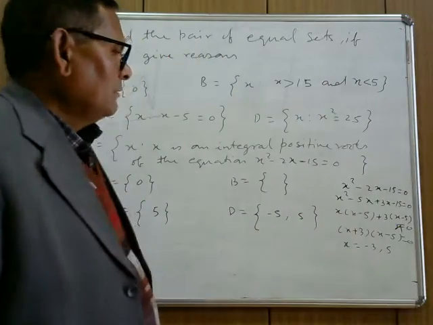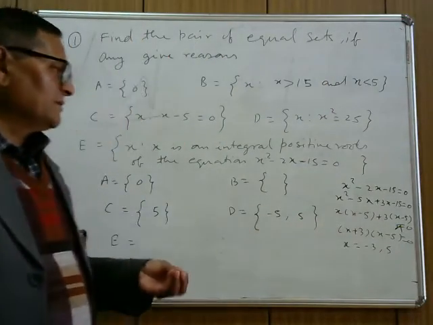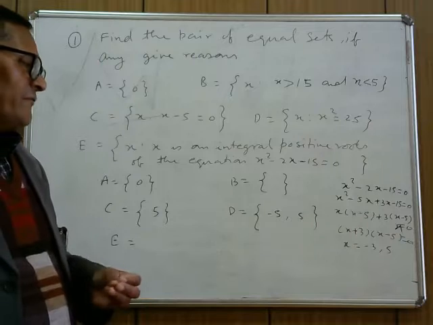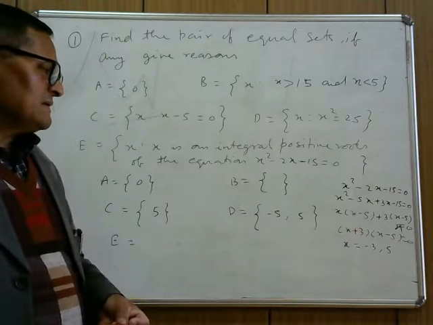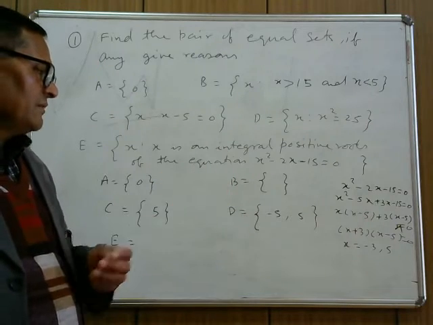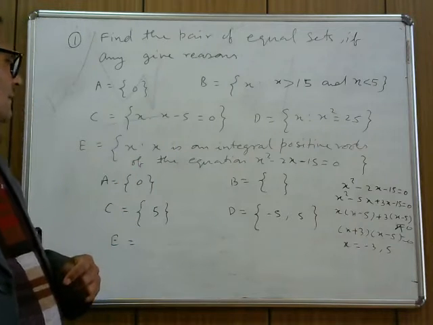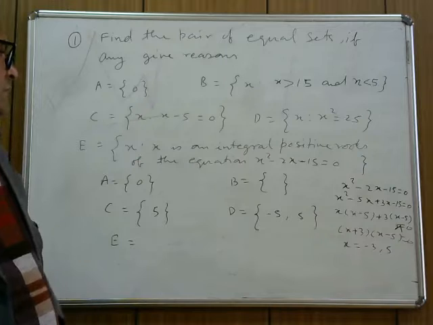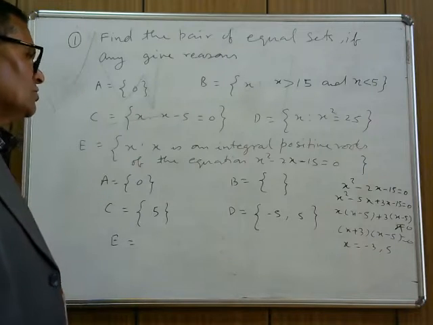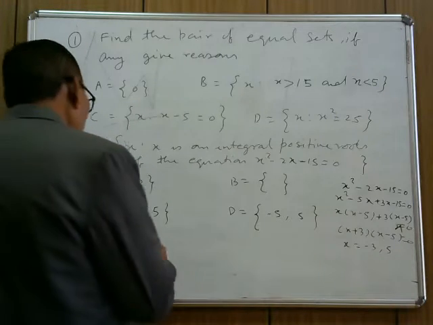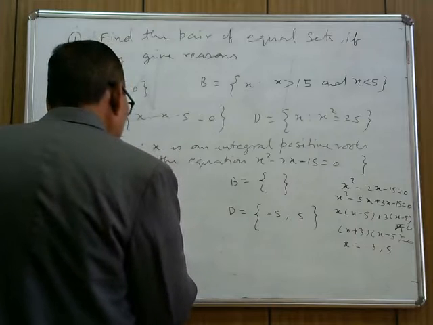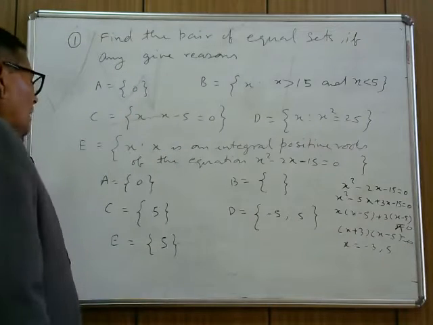Here the roots of the given quadratic equation are minus 3 and 5. Minus 3 is the negative root and 5 is the positive root. So in set E it is given that it is the integral positive root of the equation x square minus 2x minus 15 equals 0. So E is also a singleton set, 5. Now you identify.